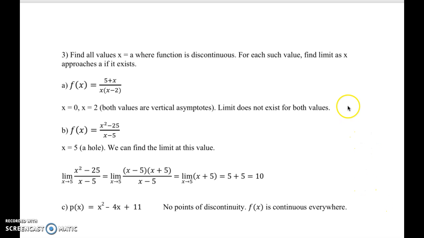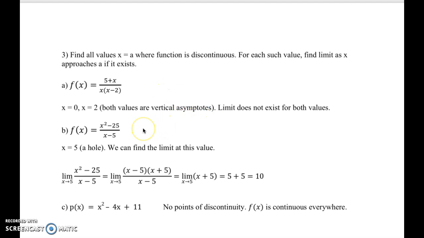If we look at our first function, we have (5 plus x) over x(x minus 2). Right, and what we could see here is we have to worry about x being in the denominator, and here we obviously have x equals 0 and x equals 2. Both cause the denominator to go to 0, so both of these values are vertical asymptotes. Now you're going to have to go ahead and check both of these values to see if the limit exists, and you're going to find that the limit does not exist for either of those values because they are asymptotes.